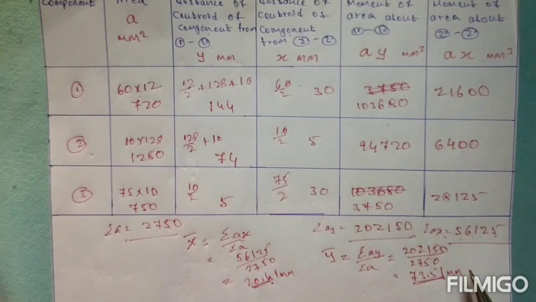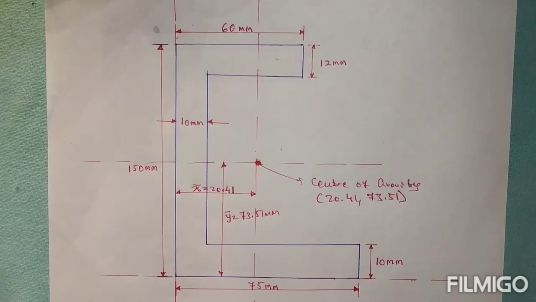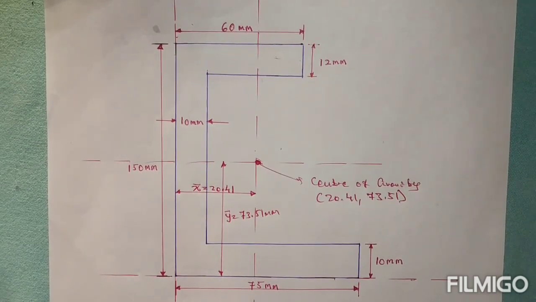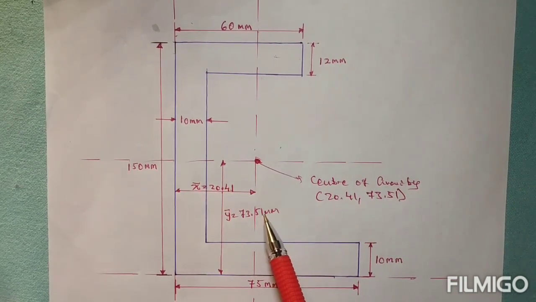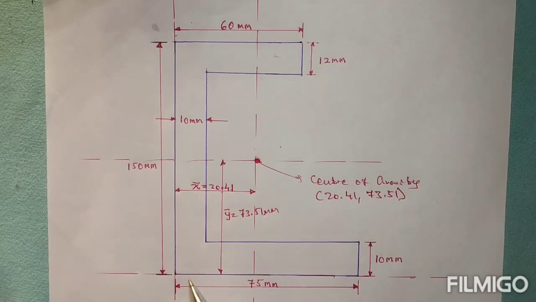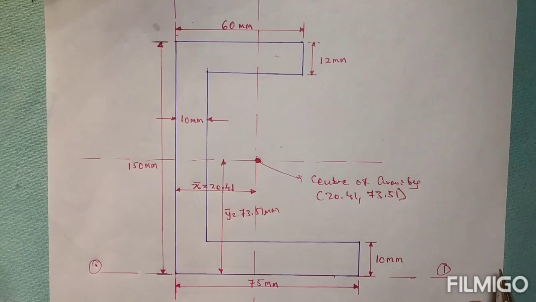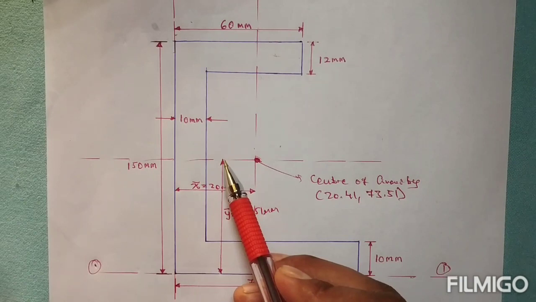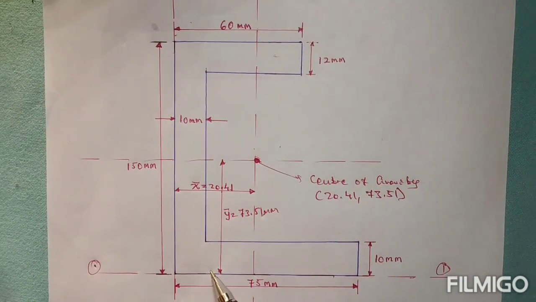These two coordinates we have to plot in our figure, then we will get the center of gravity of our section. Now you can see here, I have drawn the center of gravity with respect to our x and y coordinates. We got x bar as 20.41 and y bar as 73.51. I have drawn with respect to our reference axis 1 1. From reference axis 1 1 you have to draw y bar, so from here I drew one line. Our distance is 73.51 with respect to reference axis 1 1.